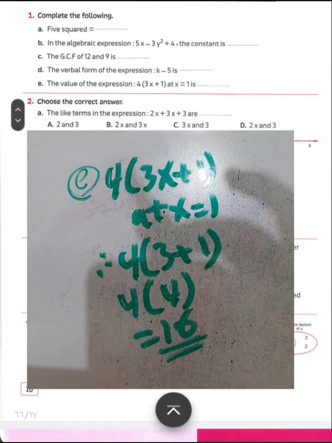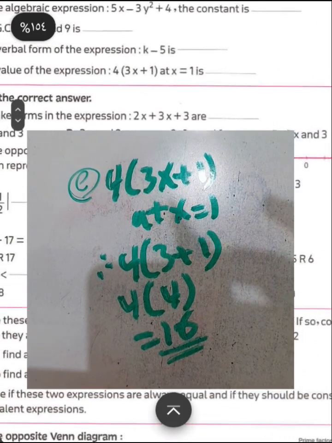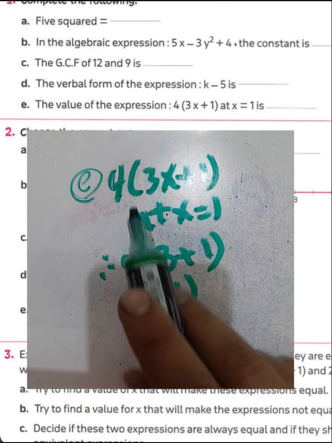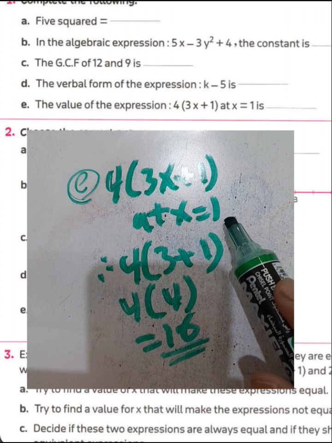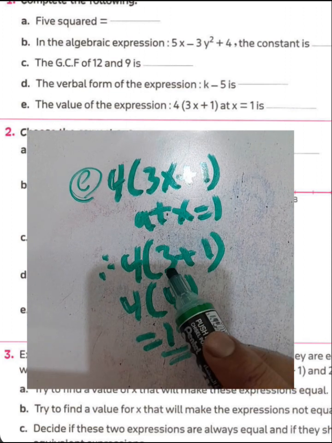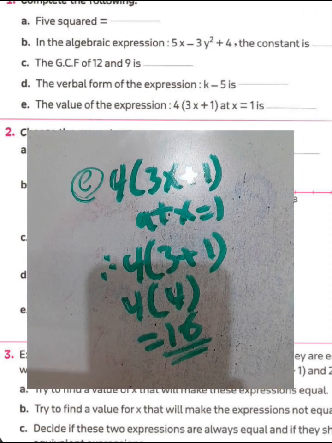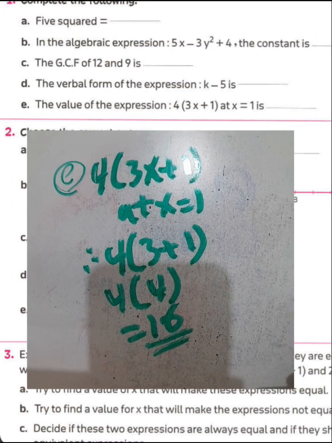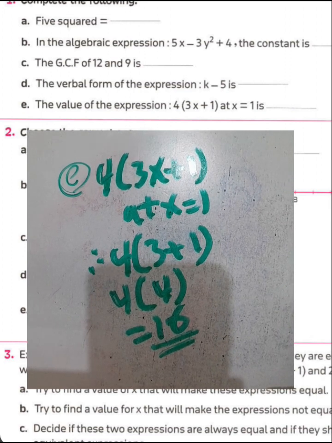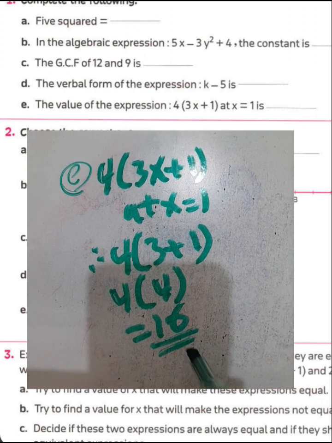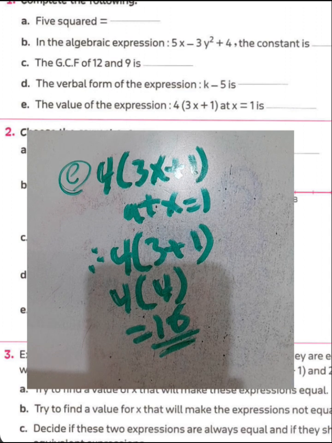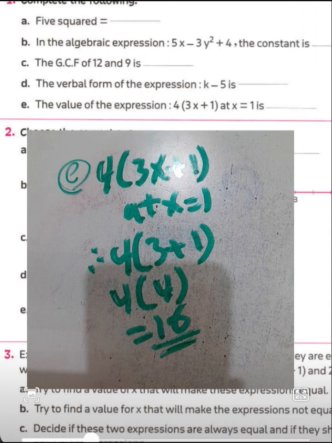Next question, choose the correct answer. Again, letter E. We put x equal 1, then the value of the expression will be equal to 16, because 4 times 4 equals 16. Okay, next question. Number 2, choose the correct answer.